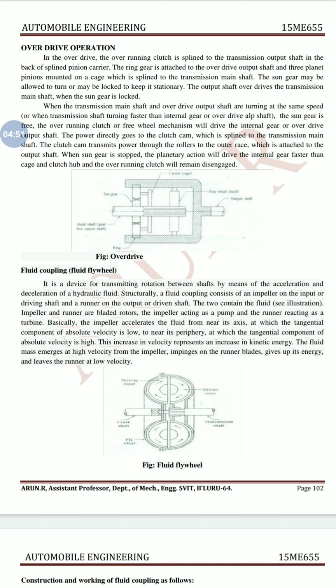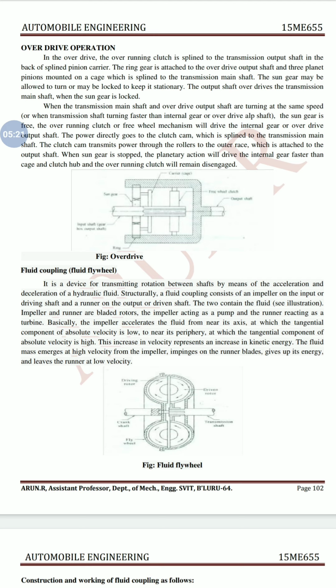This higher kinetic energy fluid impinges on the other side, the runner blades, also called the driven shaft, which is then rotated. This is called the fluid coupling. With the help of the fluid we transmit the rotational speed from the driving member to the driven member. So this is about the fluid flywheel coupling.